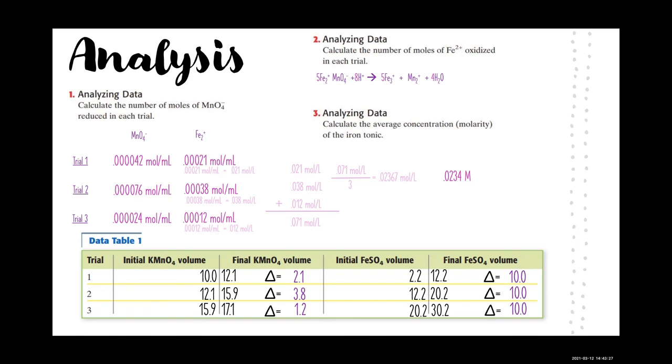And if we take all 3 of those, add them up and divide them by 3, we get 0.02367 or 0.0234 moles per liter, which is the same thing as a 0.0234 molarity.